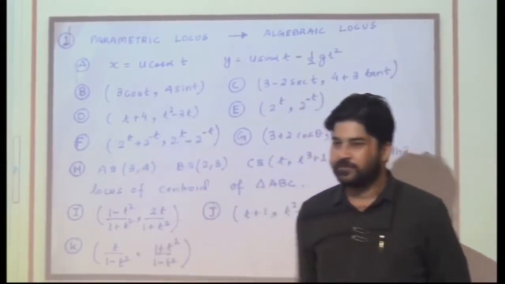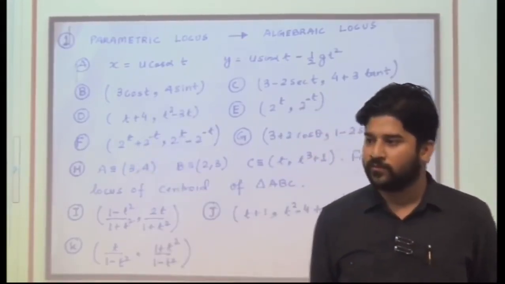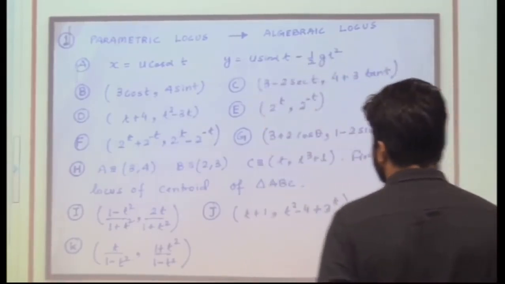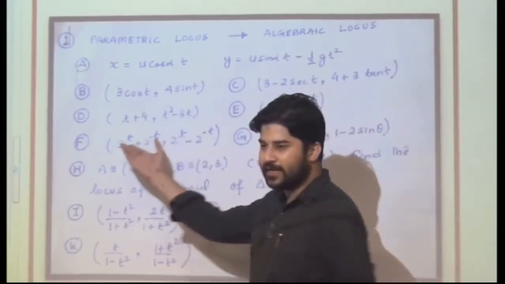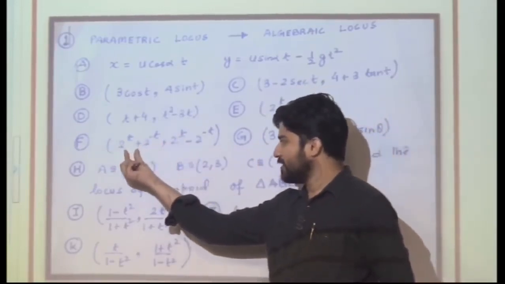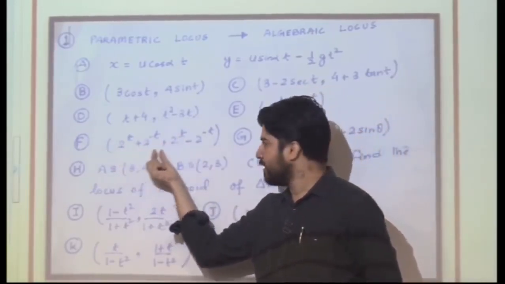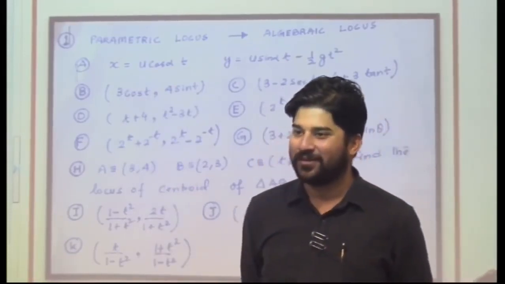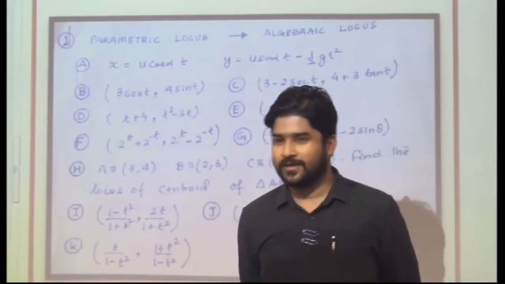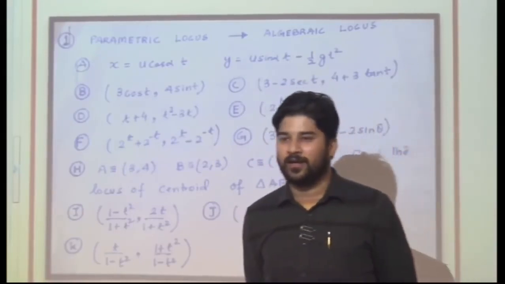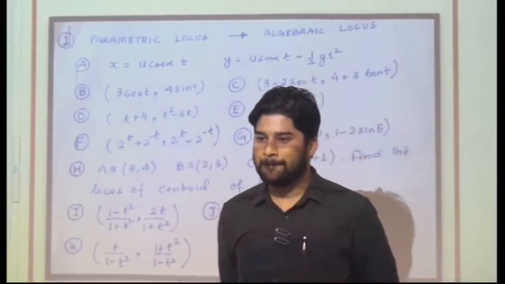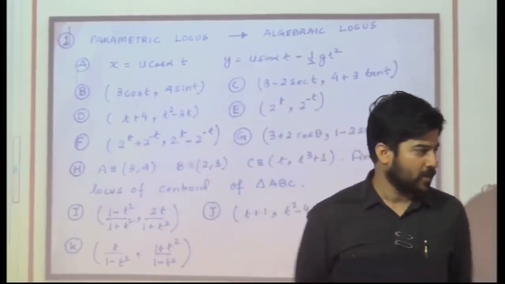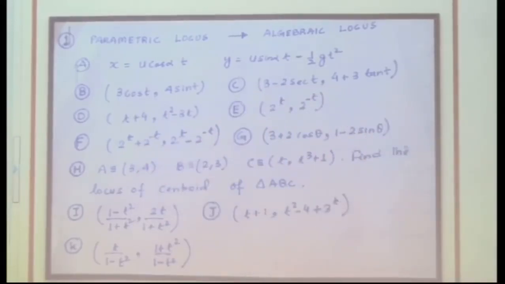Now how to handle f? See, what is the parameter again? t. X is 2 to the power t plus 2 to the power minus t and y is 2 to the power t minus 2 to the power minus t. Now how to handle this? They are not reciprocals to each other. Okay. See here.